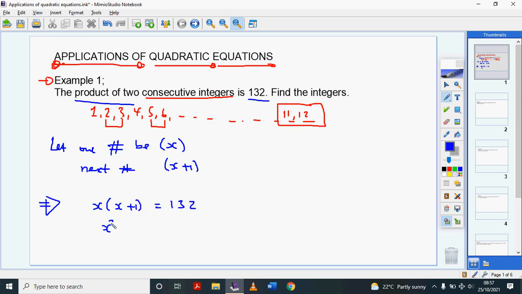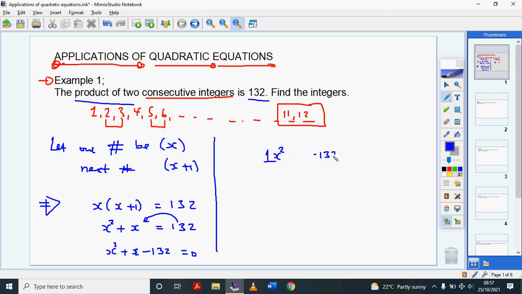Now I will open up the brackets: x squared plus x is equal to 132. Then I'll bring the 132 to this side so that I can have a proper quadratic equation. I'll have x squared plus x, and when the 132 crosses over, it becomes negative, is equal to 0. Now I can solve by putting 1x squared here and negative 132 over there, right? So I know that these factors are going to be x and x.